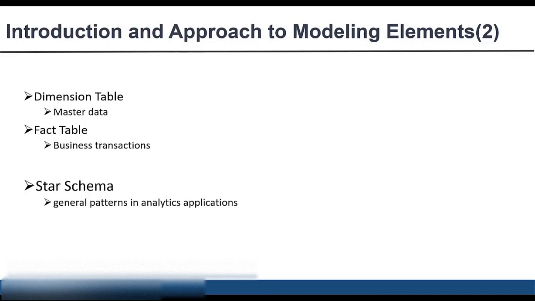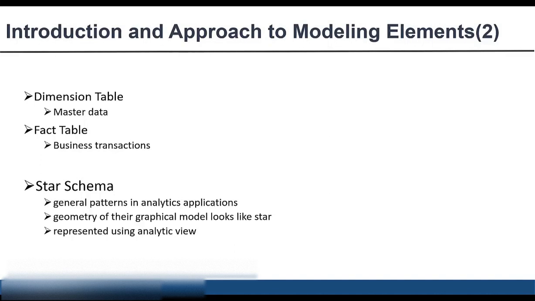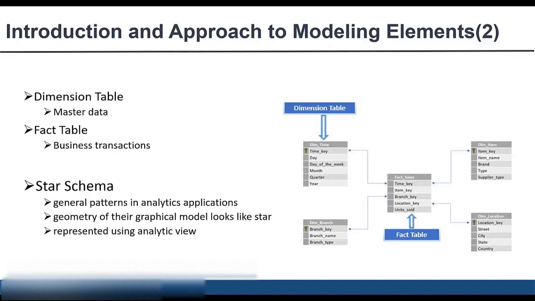A fact is an event that is counted or measured, such as a sale or a login. A dimension contains reference information about these facts. The geometry of the graphical model looks like a star, and hence the name star schema. And they are represented using analytic views. The picture on the right side depicts a very simple star schema using dimension and fact tables.